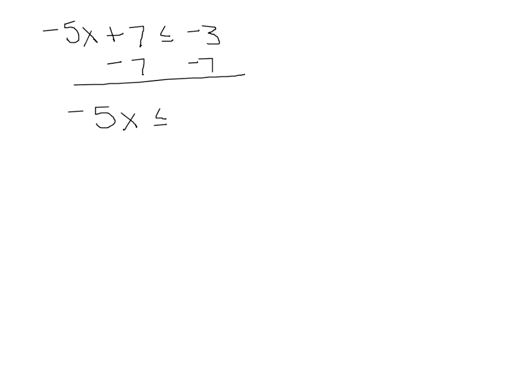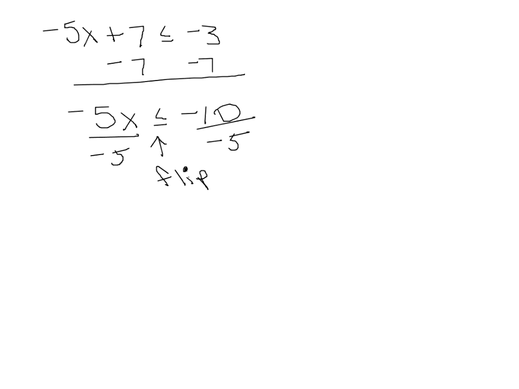Last example for this one, minus 5x plus 7 is less than or equal to minus 3. So I start by subtracting 7 from both sides. Minus 5x is less than or equal to minus 10. I'm going to divide both sides by minus 5, but since it's a minus in the division, I'm going to flip.